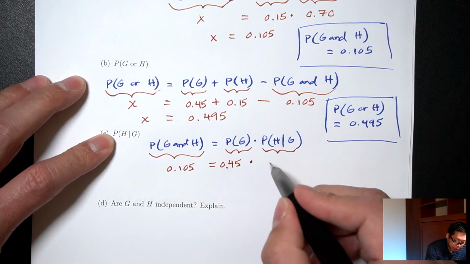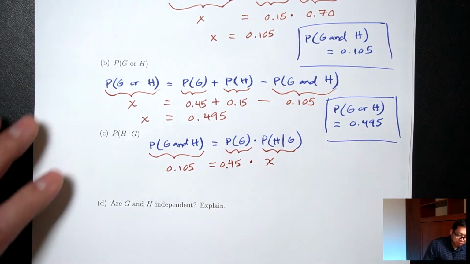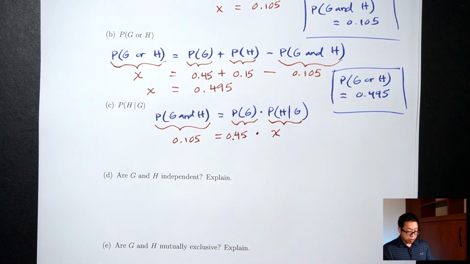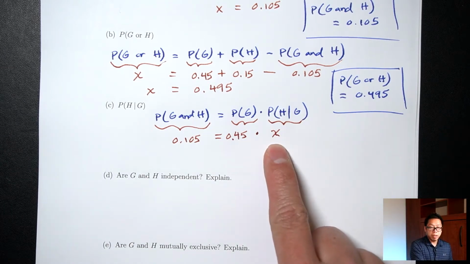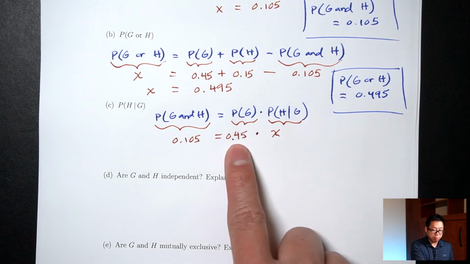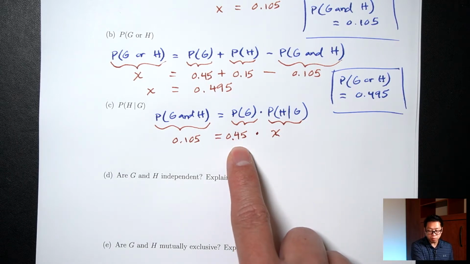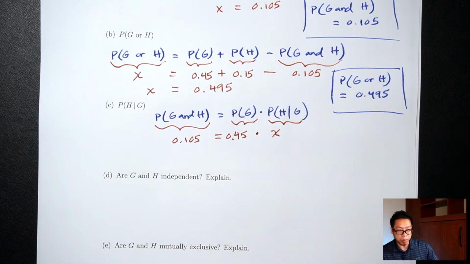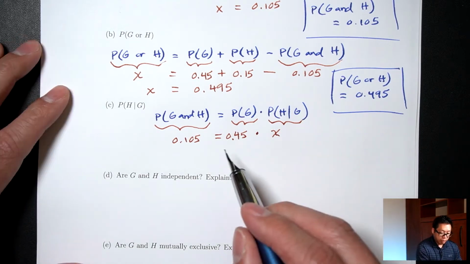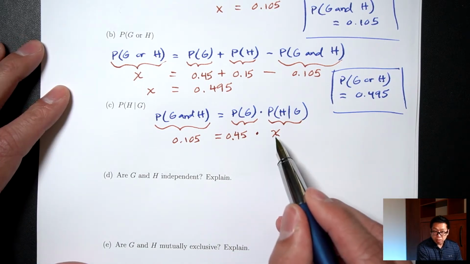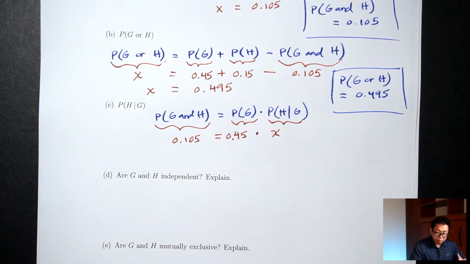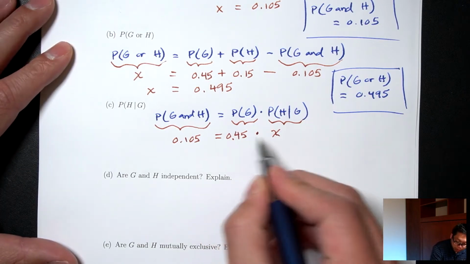So this entire thing, I'm going to replace with an X. And our job is to get the X by itself. Right now the X is not by itself, because it's multiplying the 0.45. So I need to get rid of the 0.45. To undo a multiplication, we're going to divide, so we're going to divide both sides by 0.45.